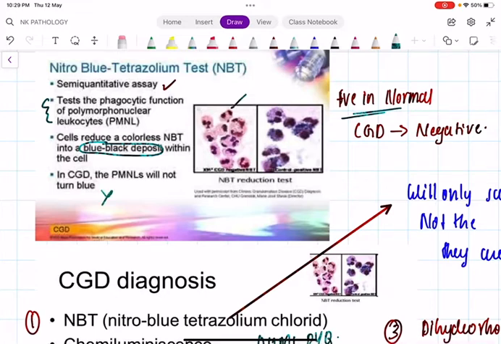So the first case is a CGD, whereas the second is normal. Okay, CGD will remain red only. It won't turn blue or black because in chronic granulomatous disease, the phagocyte oxidase enzyme is defective. Remember, it is a semi-quantitative assay.